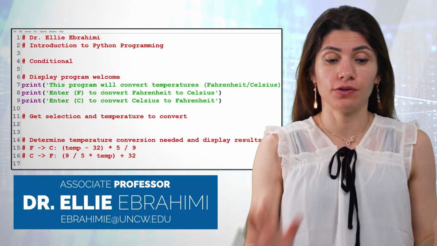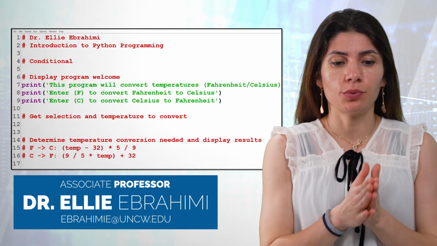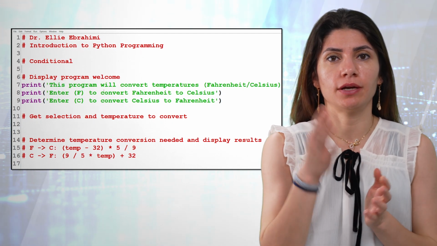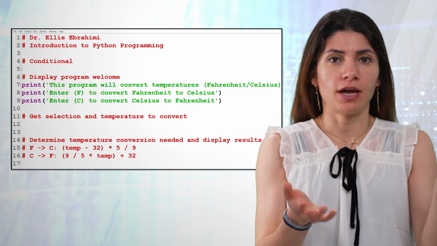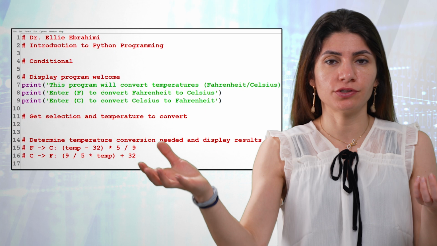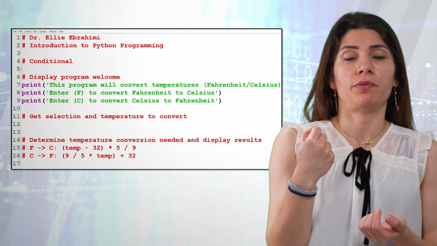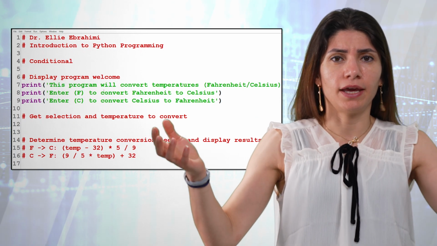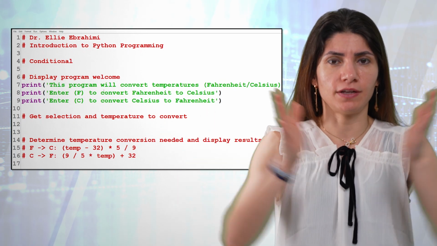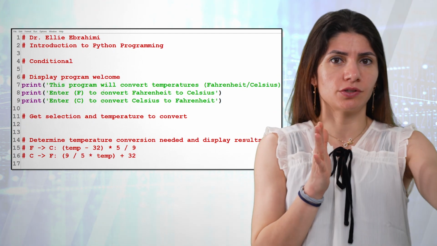Right, here is the third example we want to do on conditionals. In this example, we want to get a selection from the user if they want to convert a value from Fahrenheit to Celsius or from Celsius to Fahrenheit. Then we are going to get a temperature from them that they want to convert. Again, there is a selection: they want to go from Fahrenheit to Celsius or Celsius to Fahrenheit.